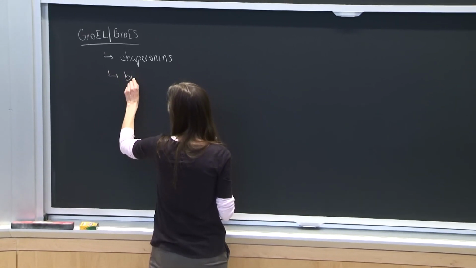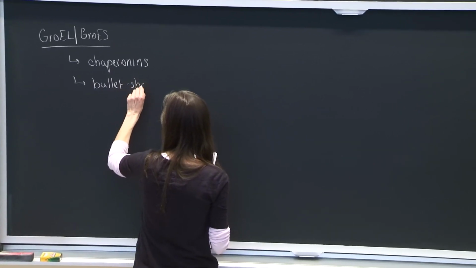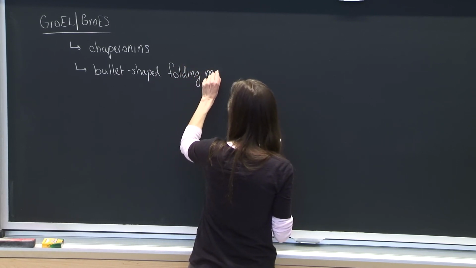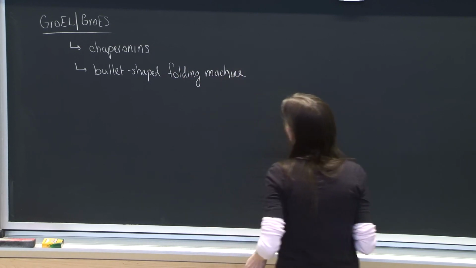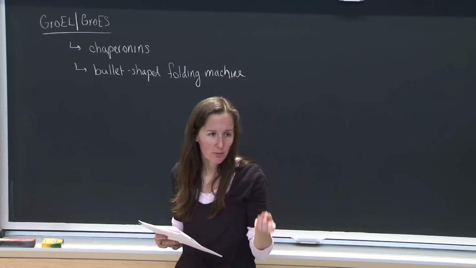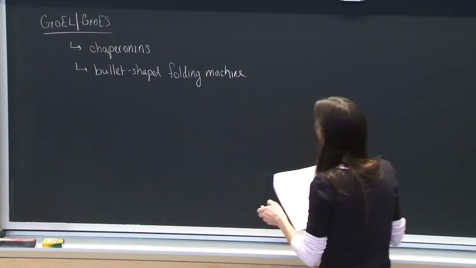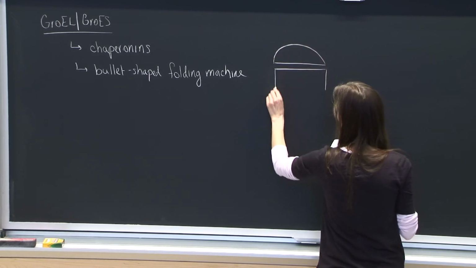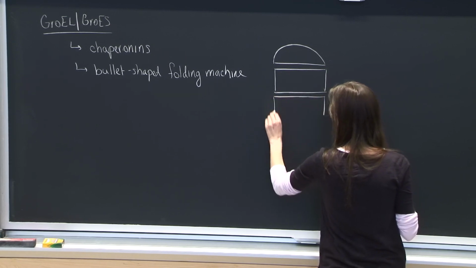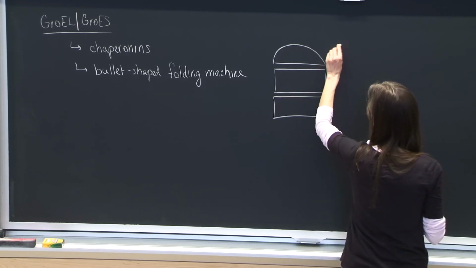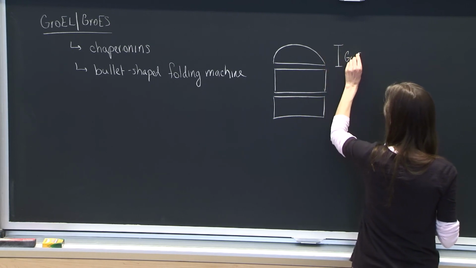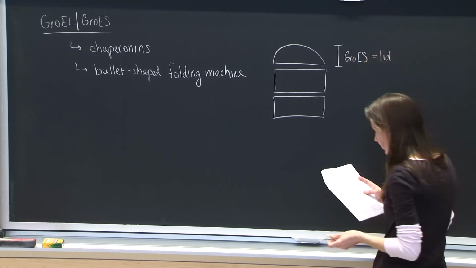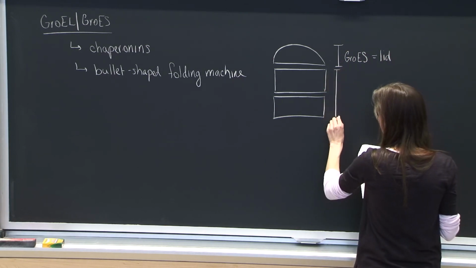We can describe this as bullet-shaped. A bullet-shaped folding machine. GroEL is the chaperone, and GroES is the co-chaperone, and they work together. So if we draw this in cartoon form, we have GroES, and we can describe GroES as the lid of the folding chamber. And here we have GroEL.